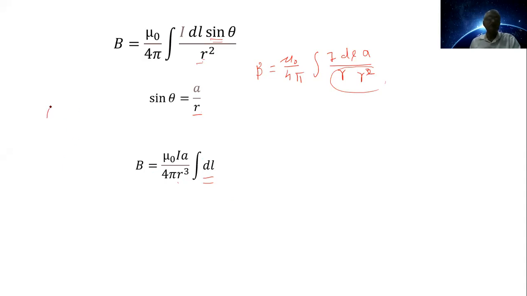Now see here, we have the circular loop of radius A. Then the integral of dl means the total length. So tell me, how much will this total length be? How much total length do we get?